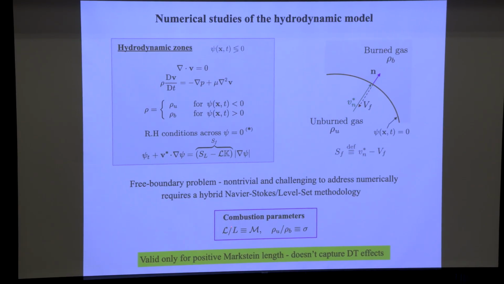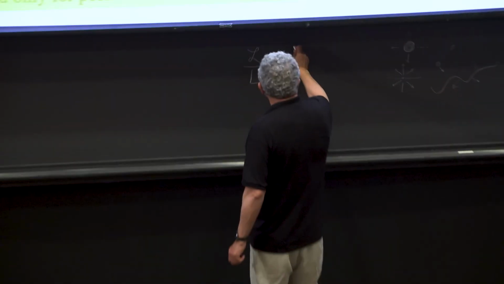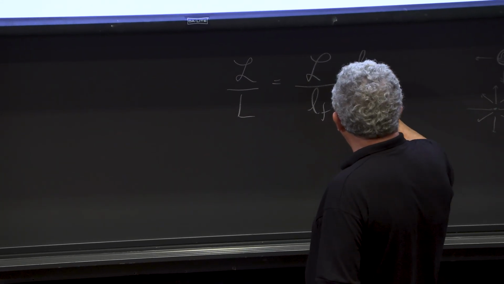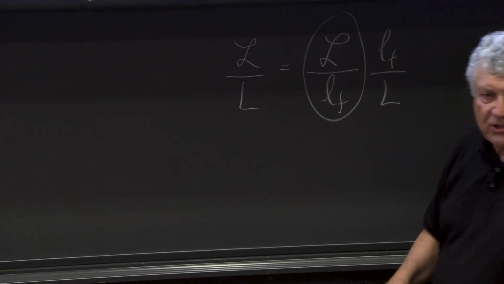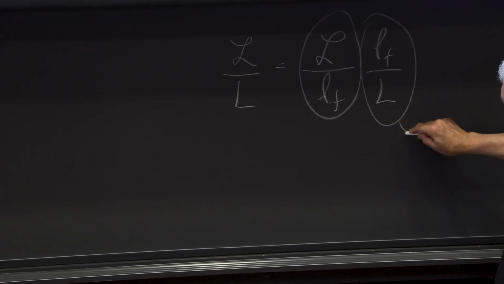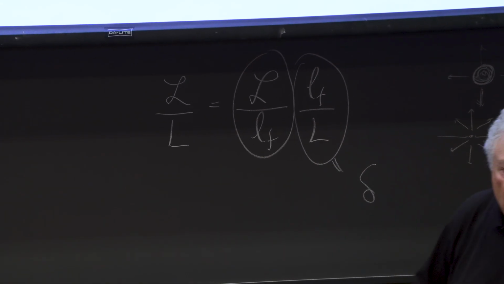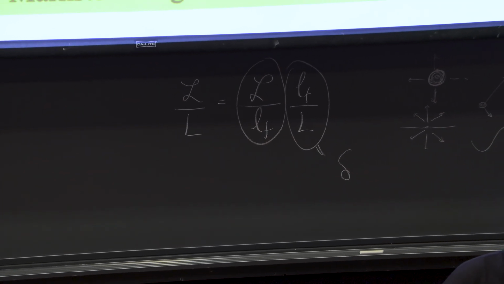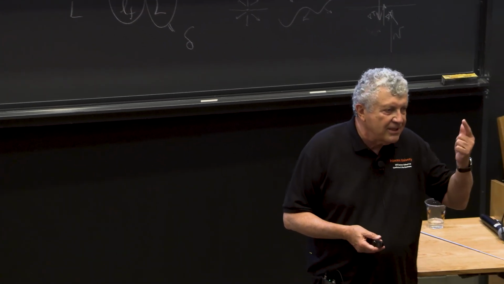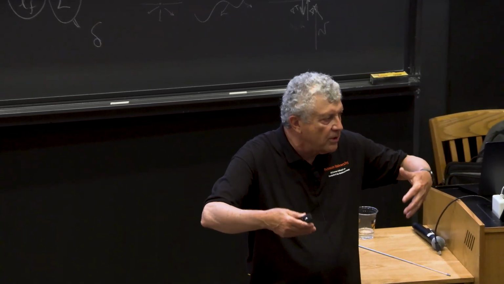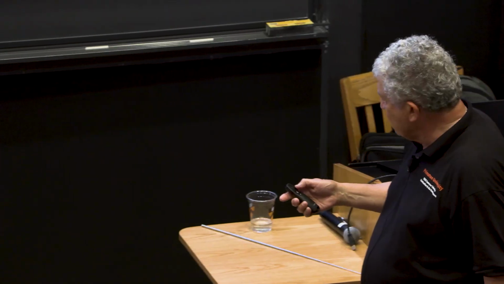One of them is the Markstein length divided by the length scale L, which I will refer to as the Markstein number. It's not the Markstein number that I defined earlier, which is relative to the flame thickness. So the difference is that L over L is L over LF, LF over L. This is the more conventional Markstein length, and this is effectively the flame thickness. It's convenient to define it this way because instead of specifying two parameters, I specify one. But eventually, if you want to relate it to experiment, you have to incorporate those two.